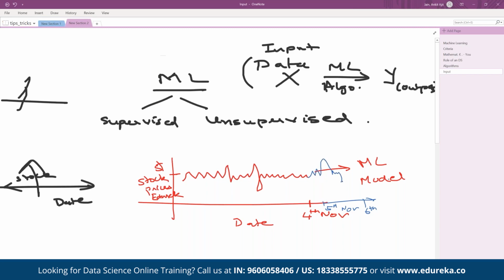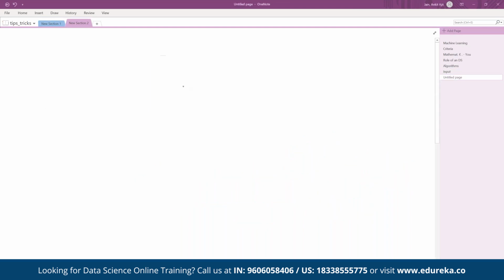Now, if a machine learning model has been trained from historical data and it can predict the prices for tomorrow, can you imagine how much money we can make out of the share market? We would exactly know whether the prices will go up or down tomorrow. So this is exactly what machine learning is.